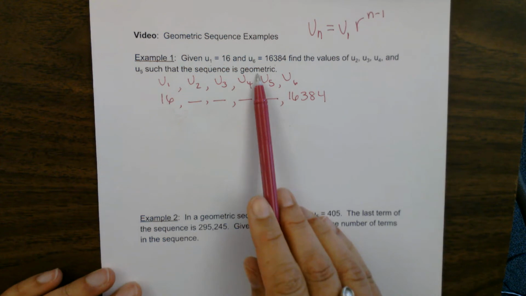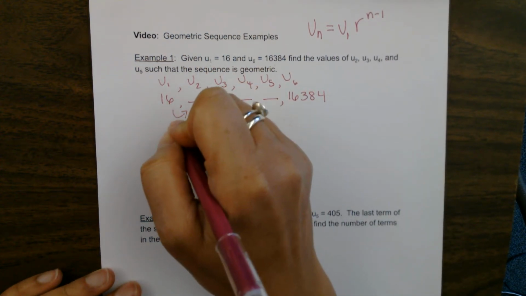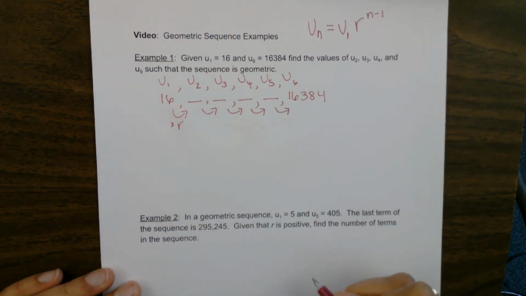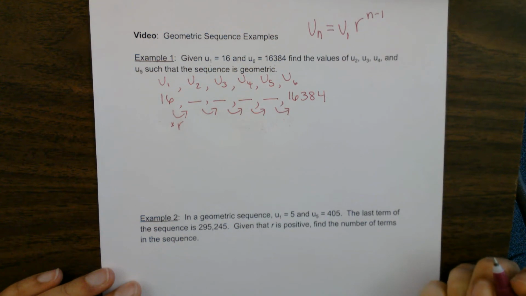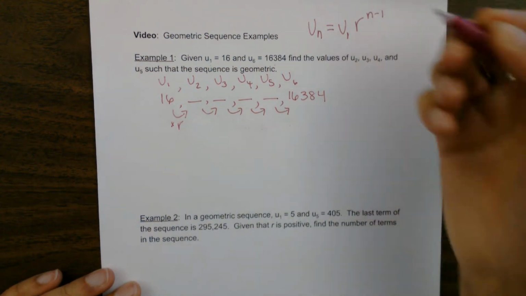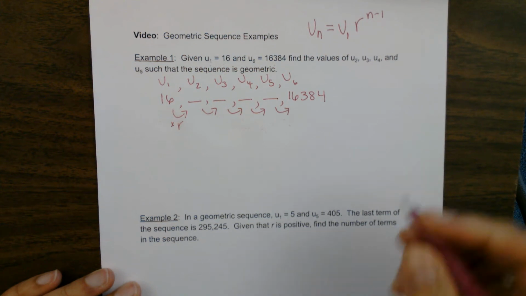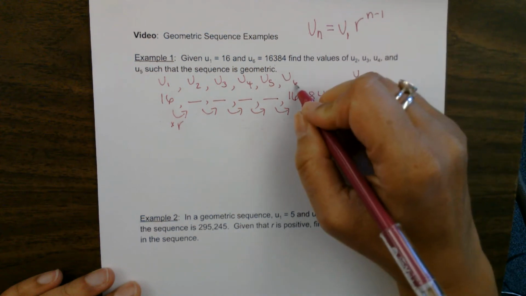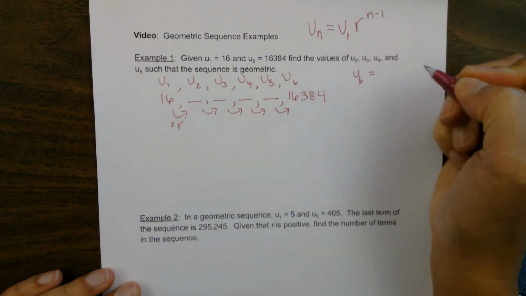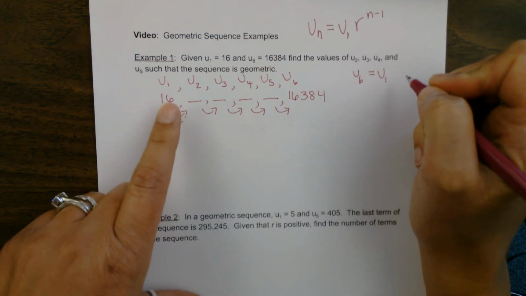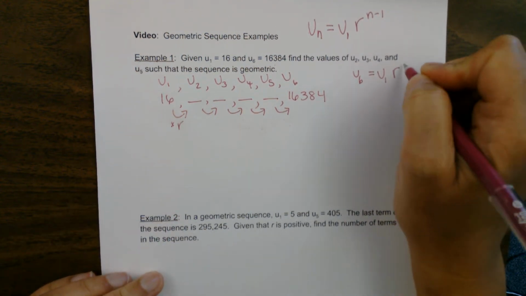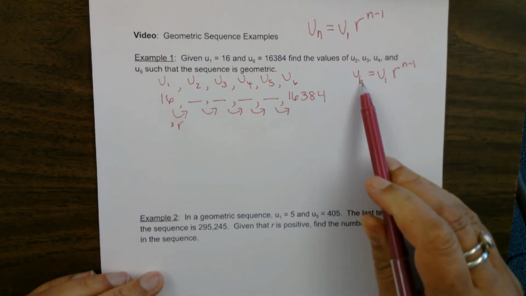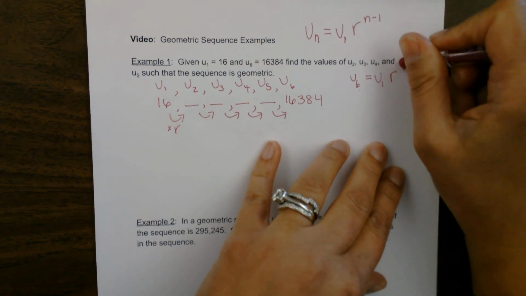They also told me it was geometric, so there's going to be a common ratio, or a common number that we multiply by to get from one term to the next. We're going to have to find that common ratio, or r. I'm going to do my work over here because I need some space. So this is u sub n. Now I have u sub 6, and u sub 6 is going to equal u sub 1 times r raised to the n minus 1. Now, for u sub 6, n is 6, so I can put 6 in place of the n here.